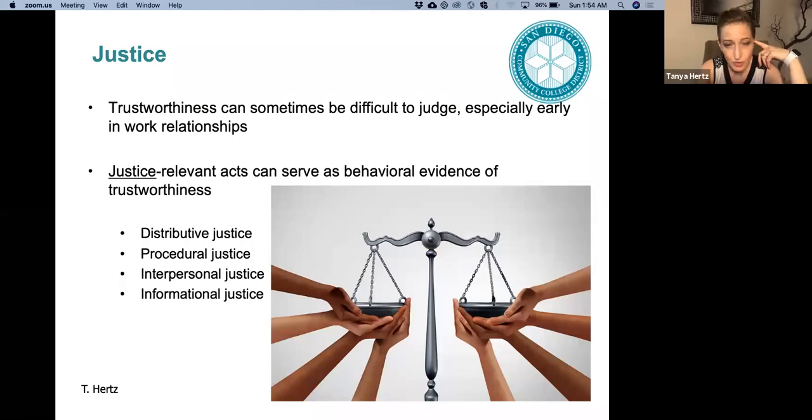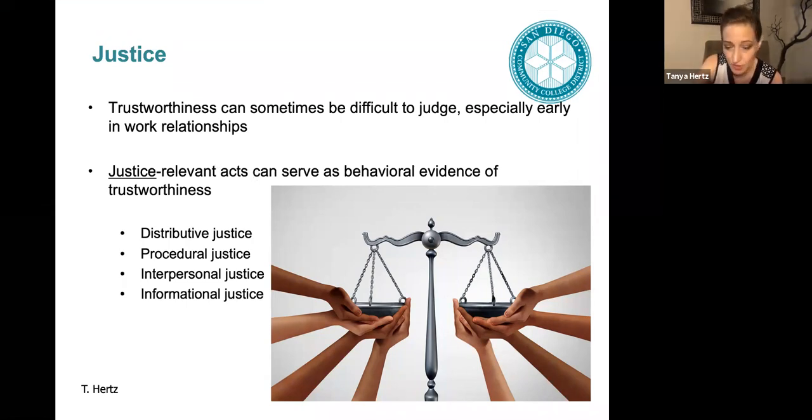In the last videos, we talked about trust, and in this section, we're talking about justice, because trustworthiness can be hard to judge, hard to make decisions about a person, especially, like we said in the beginning, it's largely just dependent on a person's predisposition to trust. And so justice relevant acts can really serve as evidence that we can use to decide whether or not we want to trust an authority figure. There are 4 types of justice based evidence that we'll look at: distributive, procedural, interpersonal, and informational.